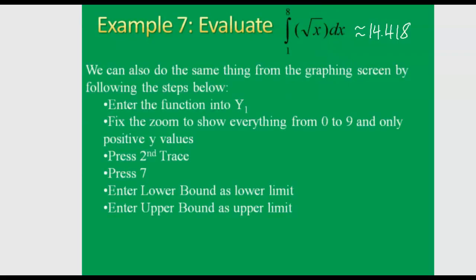Okay, so same idea. This is if you do it from the graphing screen, which we talked about the other day with the Riemann sums. It puts the area under that curve from the x-axis to the curve. And those are the steps to do it from the graphing screen. Enter your function in y1, hit second trace, go to 7, and then you just enter your 2 bounds.